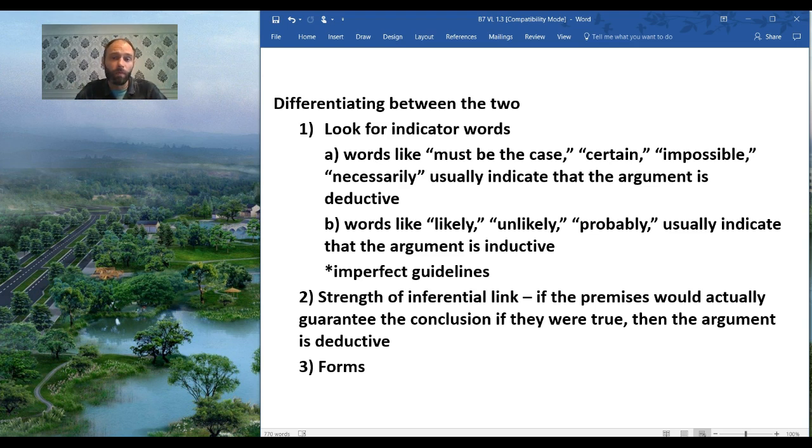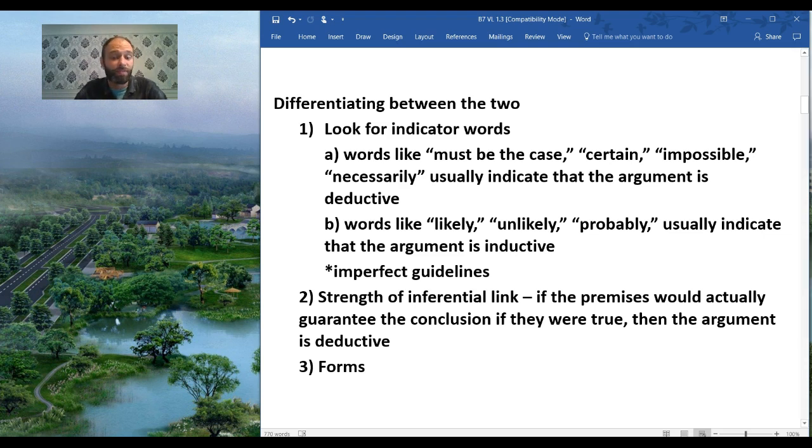The final way we can try to differentiate between the two is that there are very common forms of inductive arguments and very common forms of deductive arguments. And if we can figure out which specific type of form the argument has, then that's a really good way of determining whether the argument's inductive.